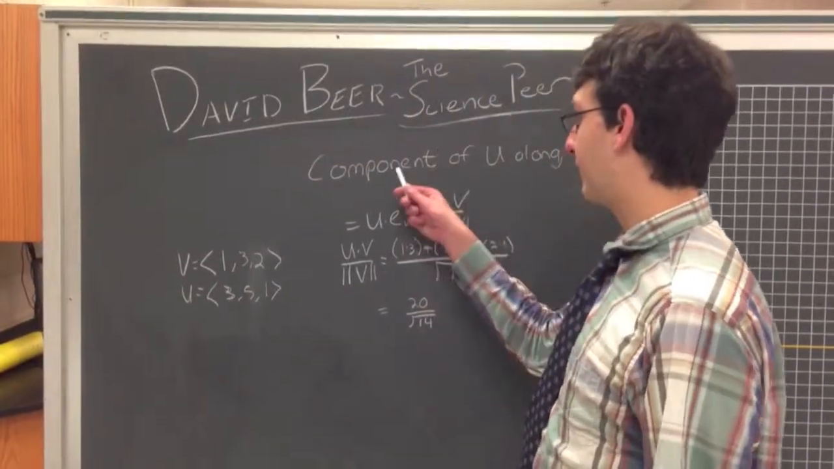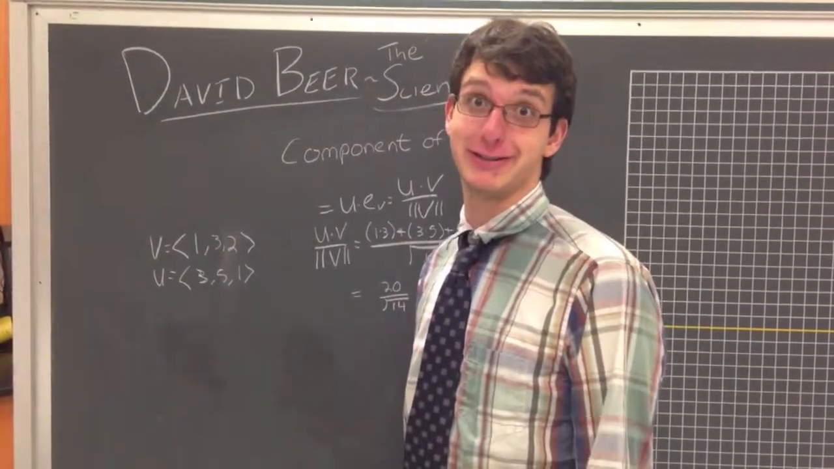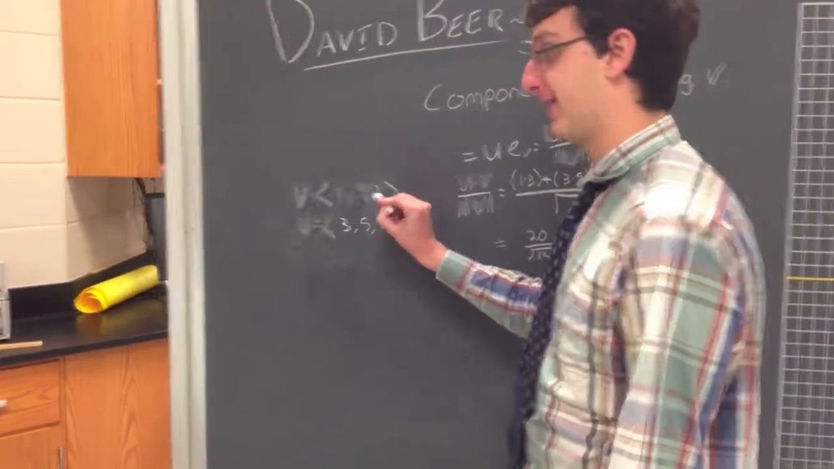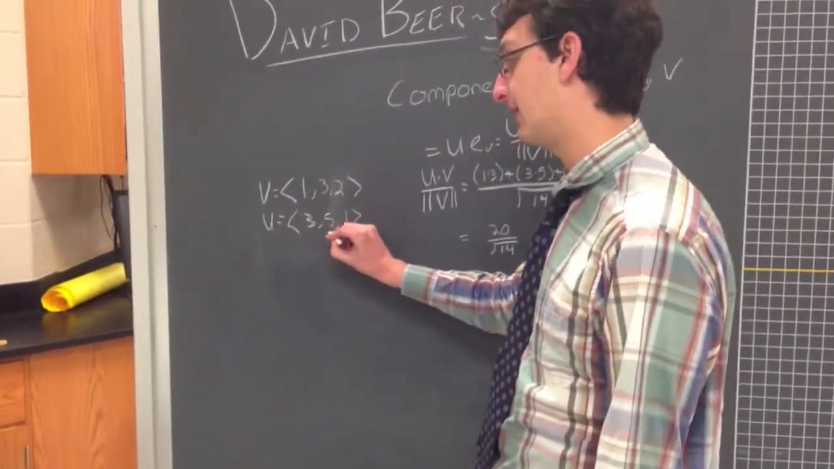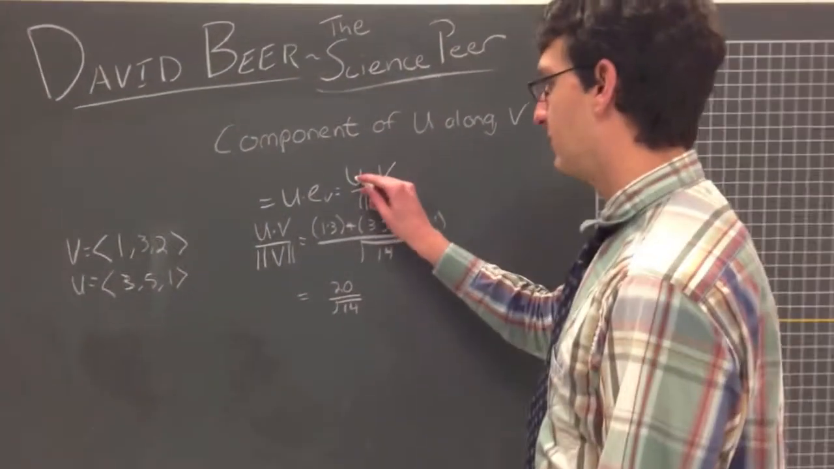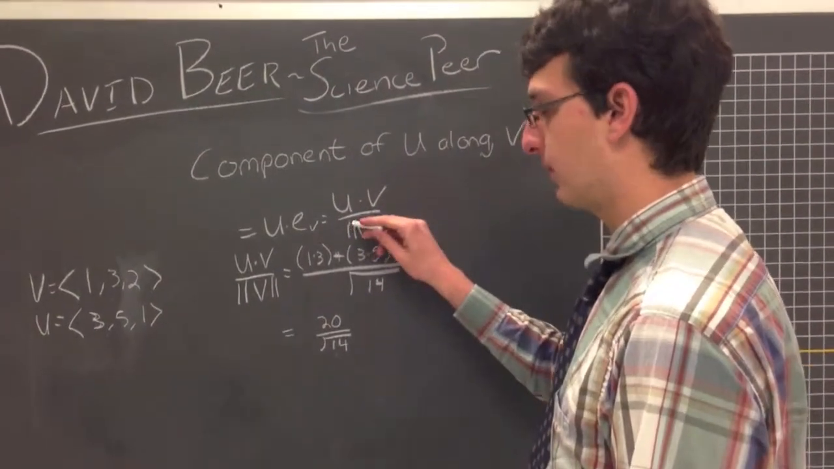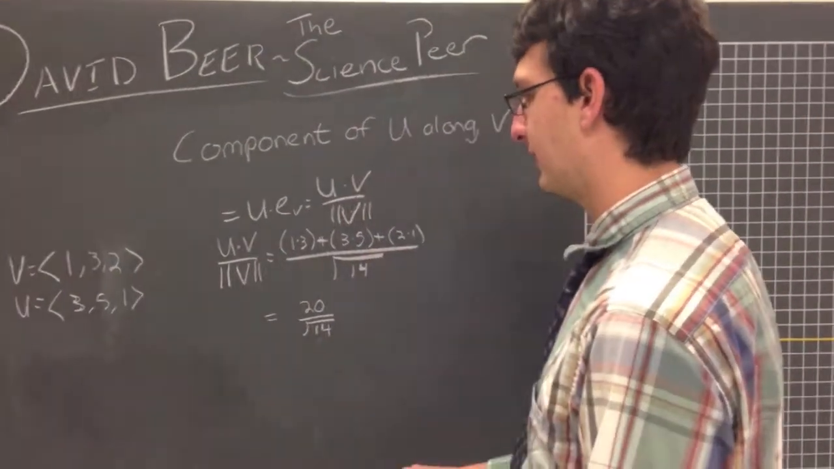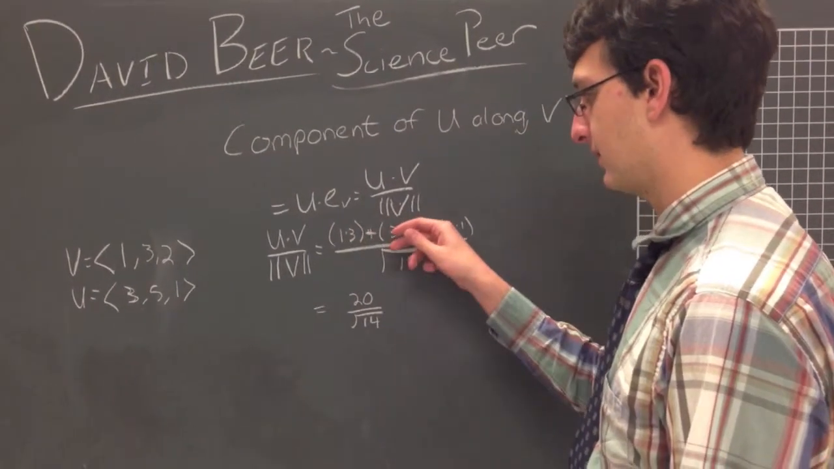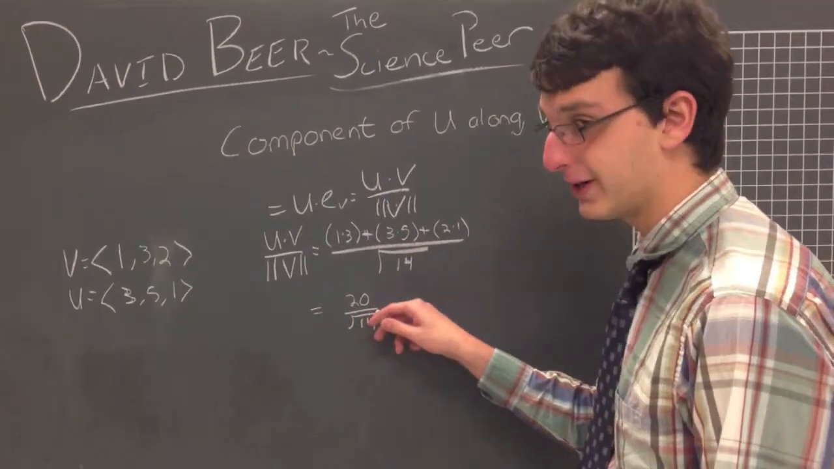Now we learn about the component of u along v. Let's use some 3D vectors. Our first vector is 1, 3, 2, and our second vector is 3, 5, 1. So what do you do to find this? You get u dot product times v over the vector magnitude of v. So let's plug that in. And you get this plus this over this, which equals 20 over root 14.